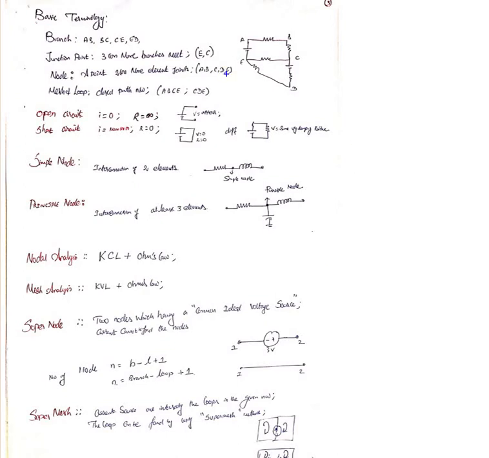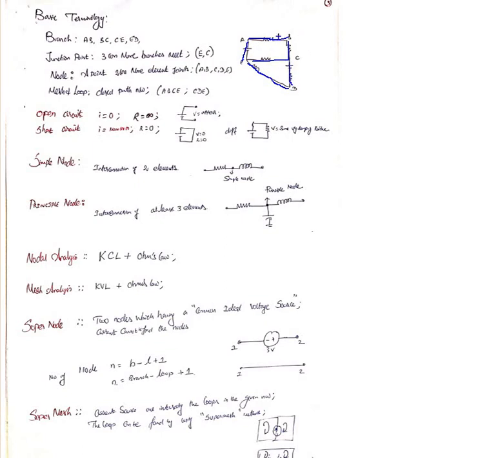In the circuit, see here I have shown you one simple circuit. Branch. What is a branch? Branch means an element. What is the element? Either an active element or a passive element. That is called a branch. See here, this is one element, this is another element, and another. Here two elements are connected in series. So this is called a branch.